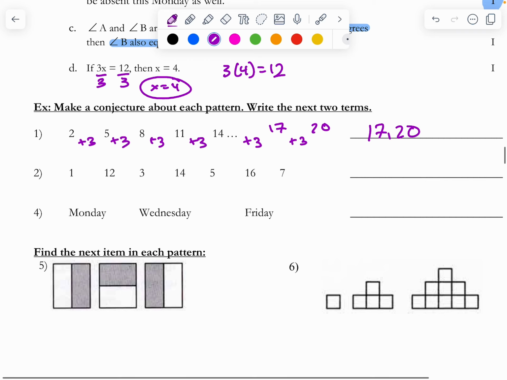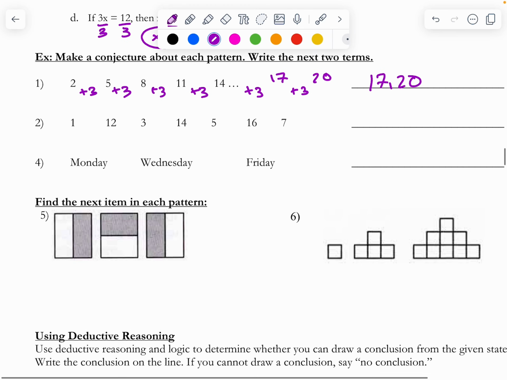Now to do number two, let's try to figure out our pattern. Although it seems like it's going to be a little weird, we can still figure out our next two terms because I know that from 1 to 12, that's a plus 11. You could also say times 12, but it's not going to work.